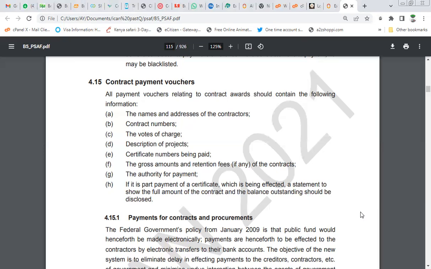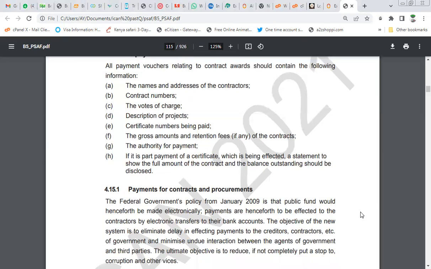Certificate number being paid, the gross amount and retention fee, if any, of the contract, the authority for payment, those are the signatories. If it is a part payment of a certificate which is being effected, a statement to show the full amount of the contract and the balance outstanding should be disclosed. Payment for contract and procurement.